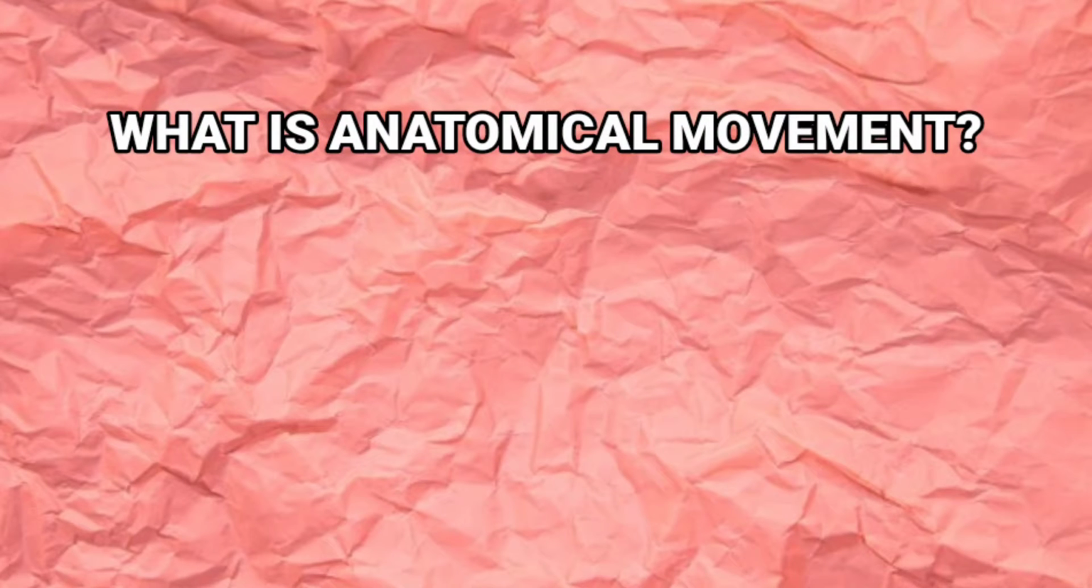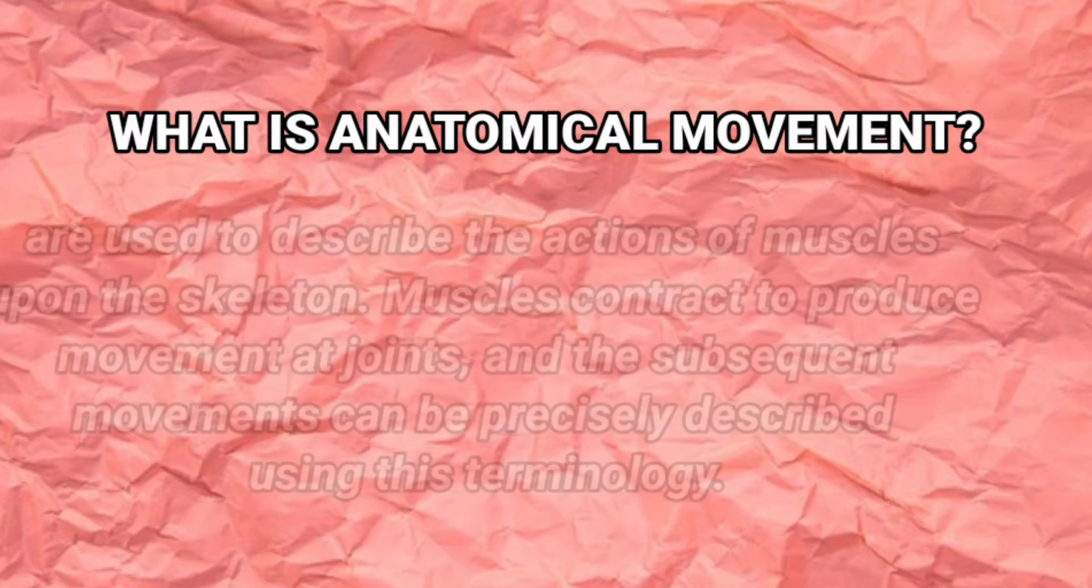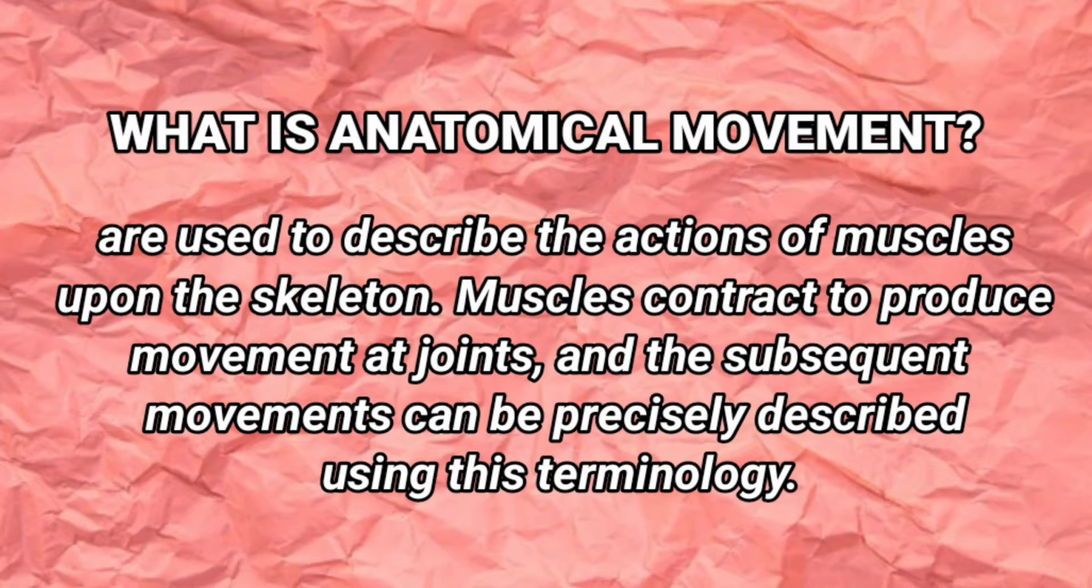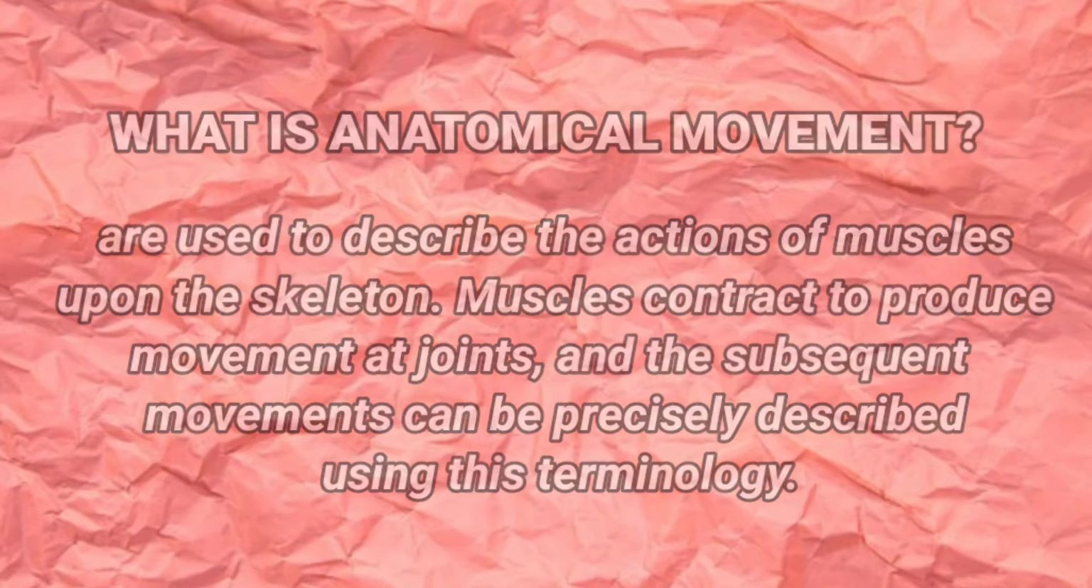First things first, let us define what is anatomical movement. Anatomical movements are used to describe the actions of muscles upon the skeleton. Muscles contract to produce movement at joints, and the subsequent movements can be precisely described using this terminology.